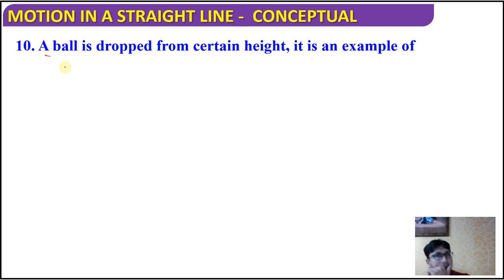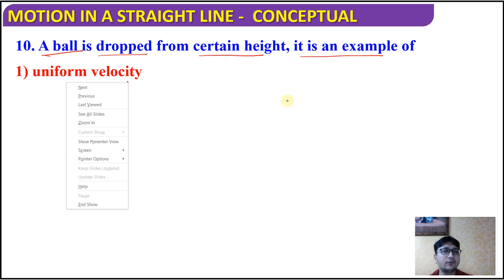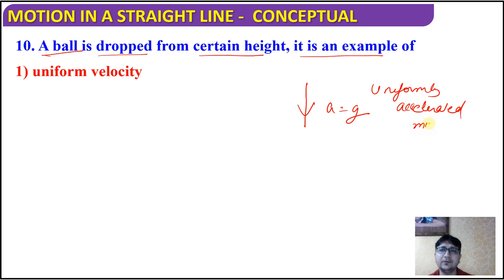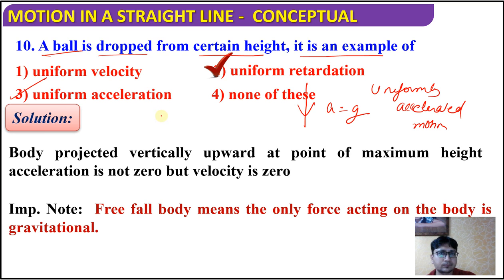By mistake, a ball is dropped from a certain height. It is an example of uniform velocity. Okay, when it is dropped from a certain height, what happens? It is basically an accelerated motion. Okay, and what type of accelerated motion? Uniform or non-uniform? Uniformly accelerated motion. Okay, guys. So let's move ahead. Uniformly accelerated, uniform retardation. So the answer is uniformly accelerated motion. Dropped from a certain height. It's wrong.